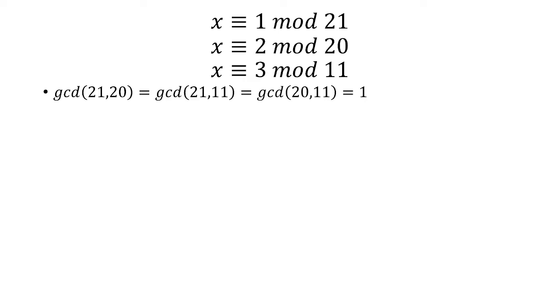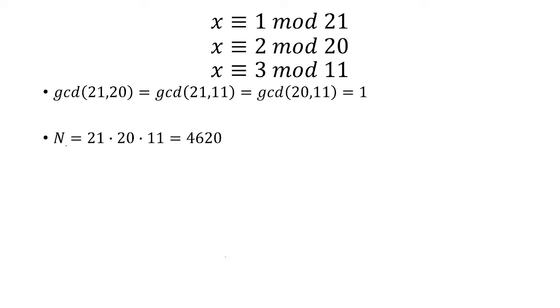So first we want to do a check. We want to check the GCDs are equal to 1. So first we have the GCD of 21 and 20, then the GCD of 21 and 11, and the GCD of 20 and 11. Those are all equal to 1, so therefore we can proceed.